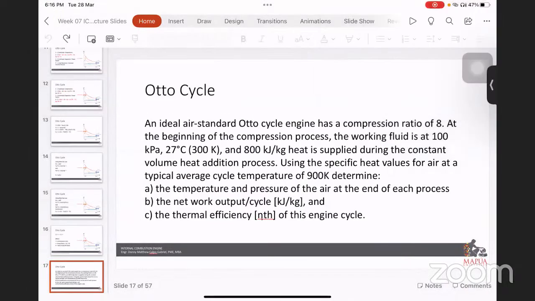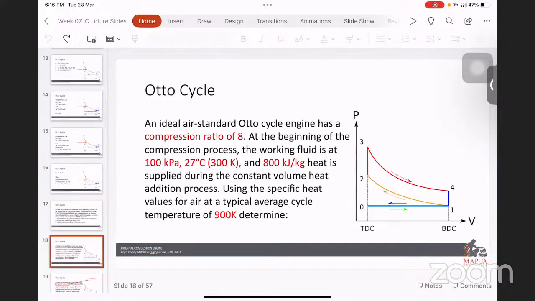800 kilojoule per kilogram heat is supplied during constant volume heat addition process using the specific heat values of air at typical average cycle temperature of 900 Kelvin. Determine three things. First is yung temperature and pressure at each point of the cycle, and yung network output at yung thermal efficiency. So let's continue. Ito yung given natin, ito yung problem natin.